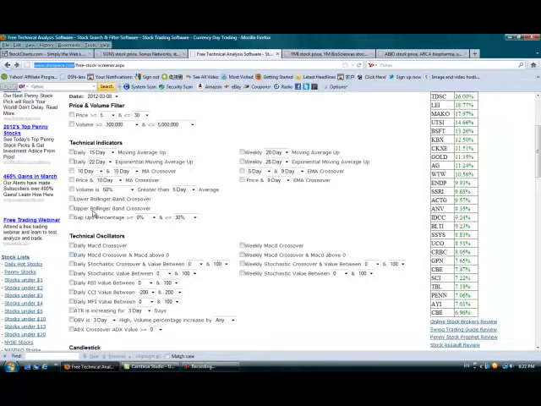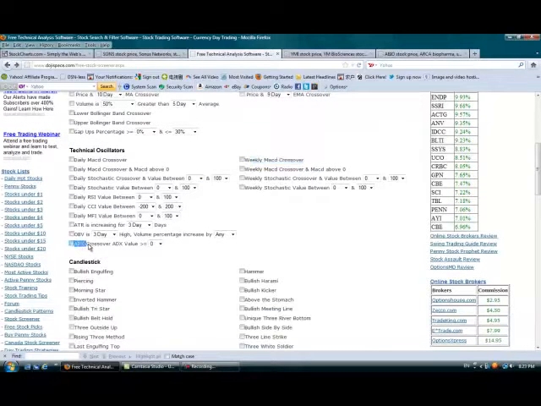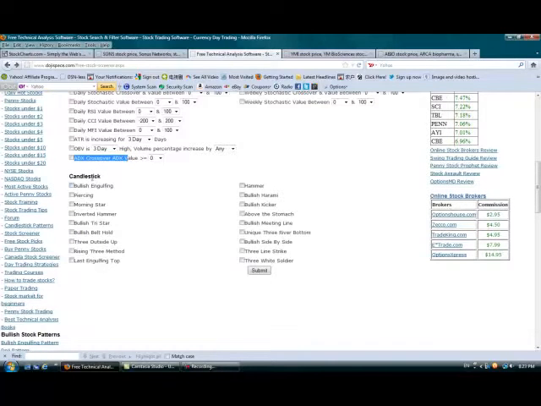Some of the technical indicators are moving average, exponential moving average crossover, and the Bollinger Band crossover. You can also use the MACD crossover. There's a weekly MACD crossover, and the ADX crossover, which measures the trend of a stock. And here is the candlestick pattern screener. Let's use the bullish engulfing pattern and see what we get.